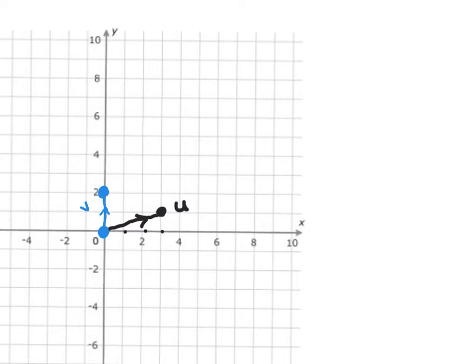So I would drag this out, same direction as U, parallel to U, same length as U. And then I would draw this up, same direction as V, same length as V. Where they cross is the terminal point of the sum.